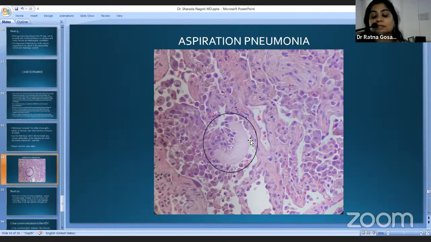So this is the significance of communicating with the clinician and with the radiology features. The clinician gave the history of GERD. Radiology didn't show any features of HP, but they showed gravity-dependent opacities. So this led the pathologist to take deeper sections which revealed this finding. And then the right diagnosis of aspiration pneumonia was made.